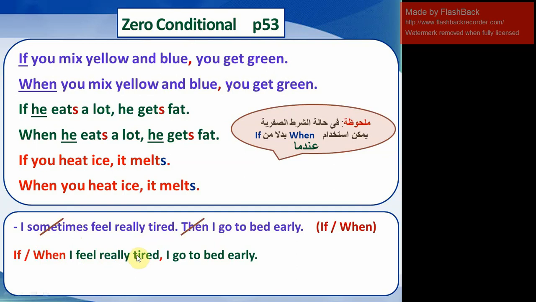If I feel really tired, I go to bed early. Or when I feel really tired, I go to bed early. Okay, and notice this. When we start with if or when, we put a comma between the two clauses or the two phrases. But if we use if or when in the middle, we don't use a comma. Okay?